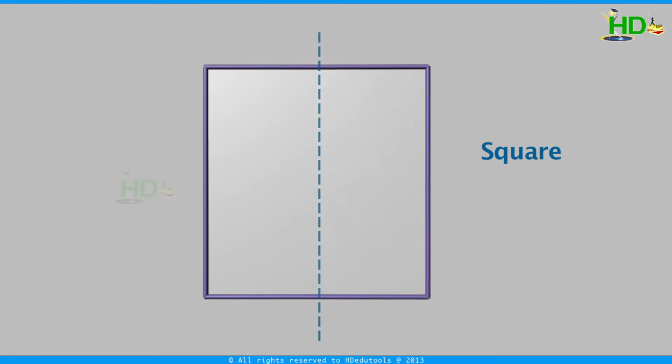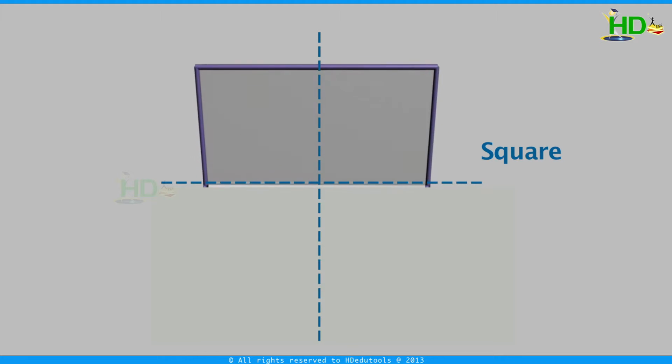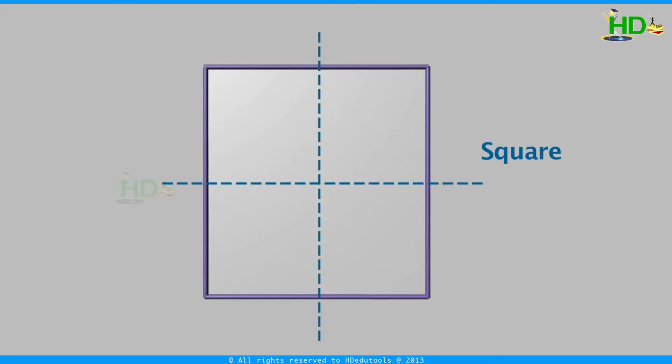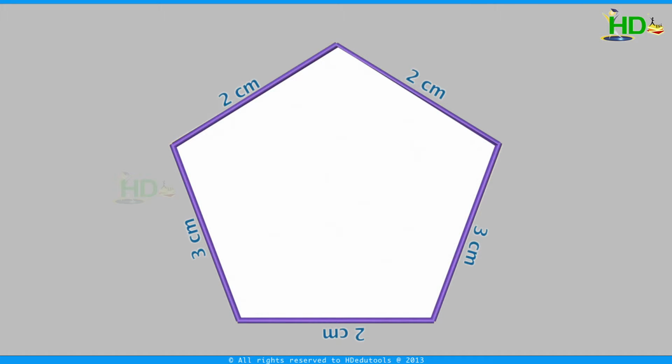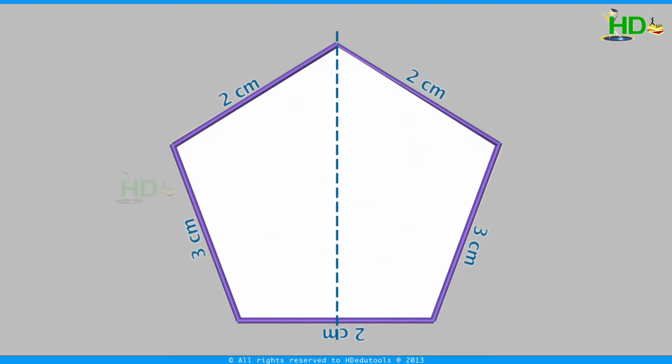In the case of a square, the square is symmetric about this axis, and about this line also. The square is symmetric about these two dotted lines as well as along this line and this line. The number of sides is 4 and it is symmetric about 4 axes of symmetry. And in this case, a pentagon, the number of sides is 5. How many symmetric axes can you draw? This is symmetric about this axis. Can you find any more symmetric axis? No. Therefore, this is symmetric about one axis.